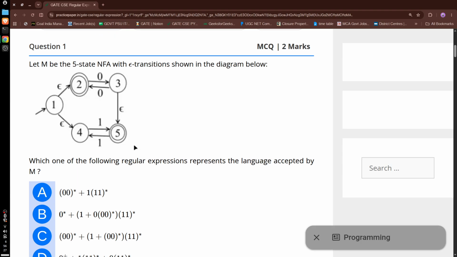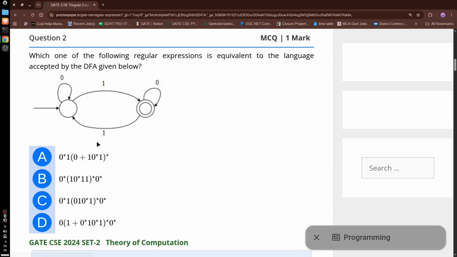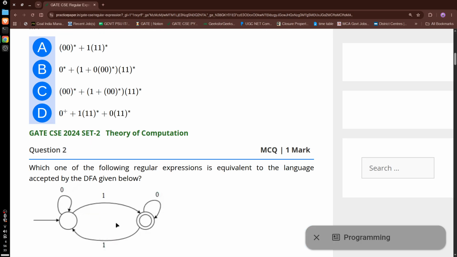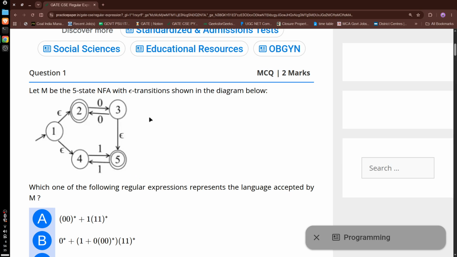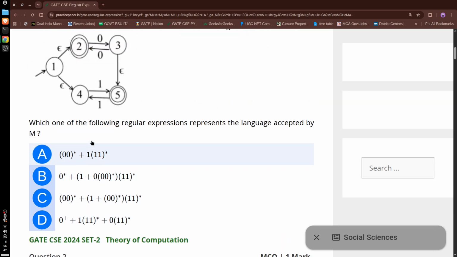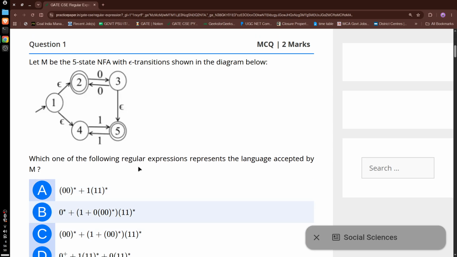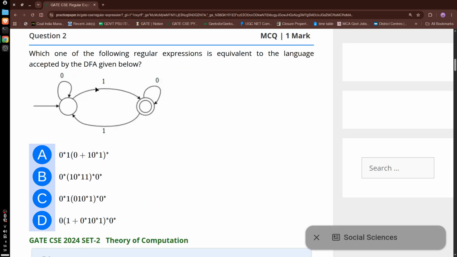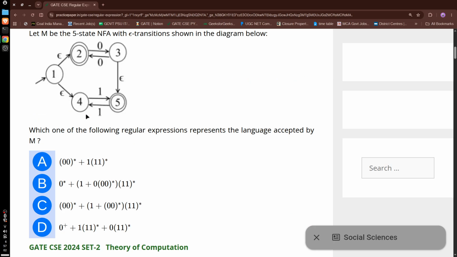This is a question from 2024 set 2, and this is also a question from 2024. This is a DFA and this is an NFA, right? Both are the same thing, but the difference is that this one is an NFA and this one is a DFA. We just have to tell which language is accepted by this DFA, like which regular expression correctly identifies which type of strings or language is accepted by this NFA, as well as by this DFA. This is very simple and very intuitive to learn, right? It's very sweet.